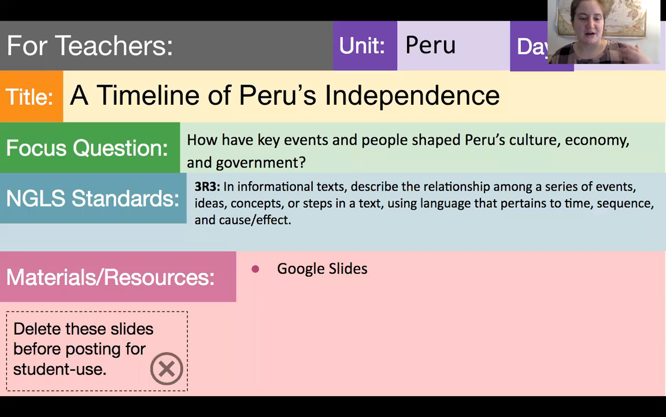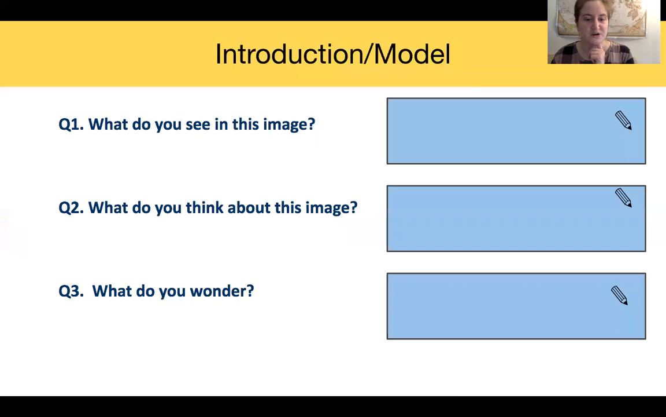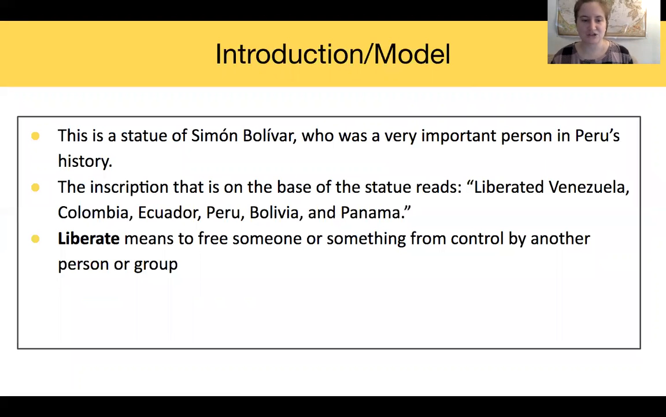So the next lesson I'm going to show you does not use a map at all. Instead, this is an image of a statue. So it's looking at another source, different type of source. And as a part of the introduction, you're going to have students analyze this image. And then using that analysis, you get to start thinking about the history and the people of Peru.